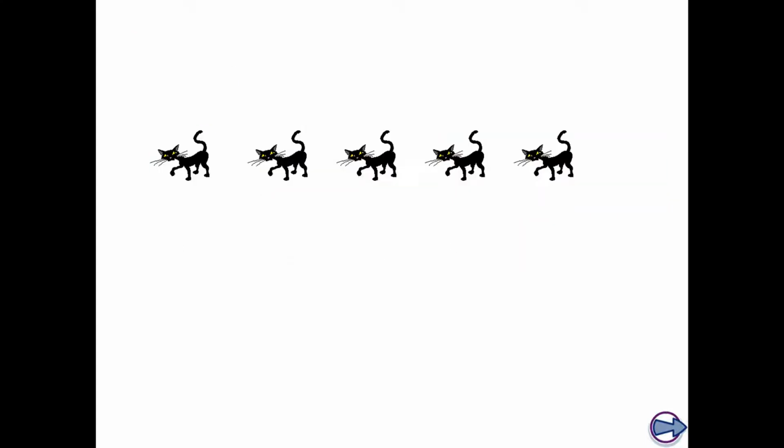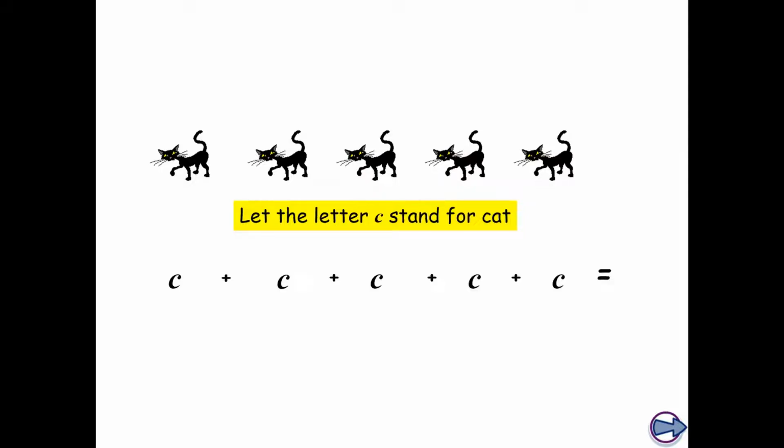Second example, if I've got 5 cats and I let the letter C stand for cat, I've got C plus C plus C plus C plus C. I'm going to add them all together. I know I have 5 cats, but in algebra, we're going to write that as 5C.